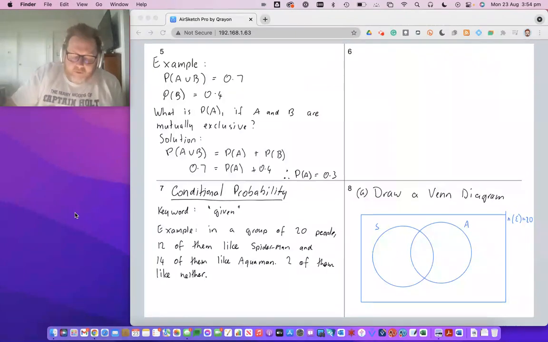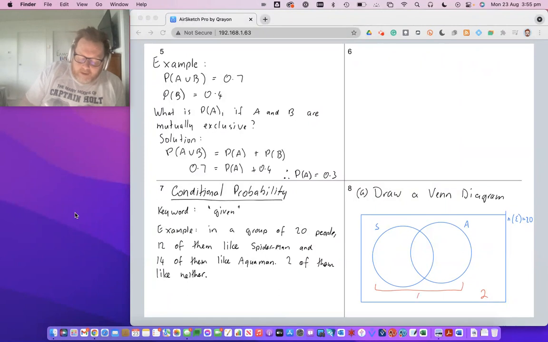Okay, so let's have a look at it. As you can see, I've got my Venn diagram already set up here with S for Spider-Man and A for Aquaman. And now I'm going to fill out the individual parts. I'll do it in a different color so we can see it. So we're told that 12 of them like Spider-Man, 14 of them like Aquaman, and 2 of them like neither, and the total is 20. So we've got 2 out here, which means, just as a quick note, that there must be 18 between the 3 numbers here. Okay, so there's 18 in total.